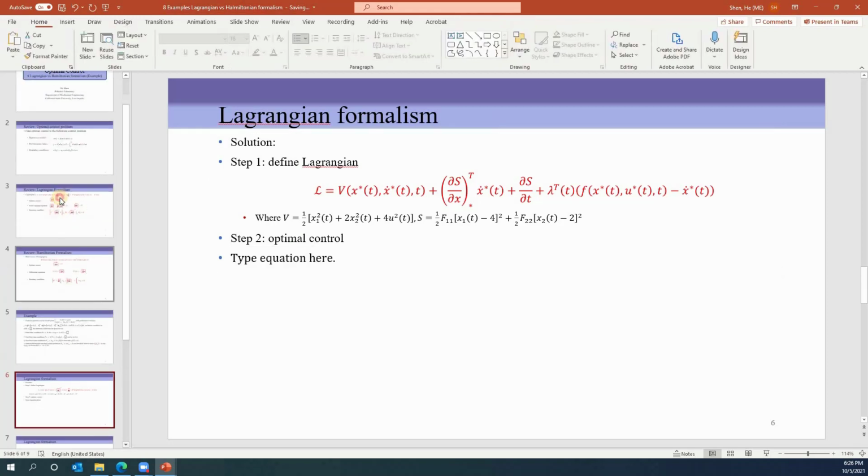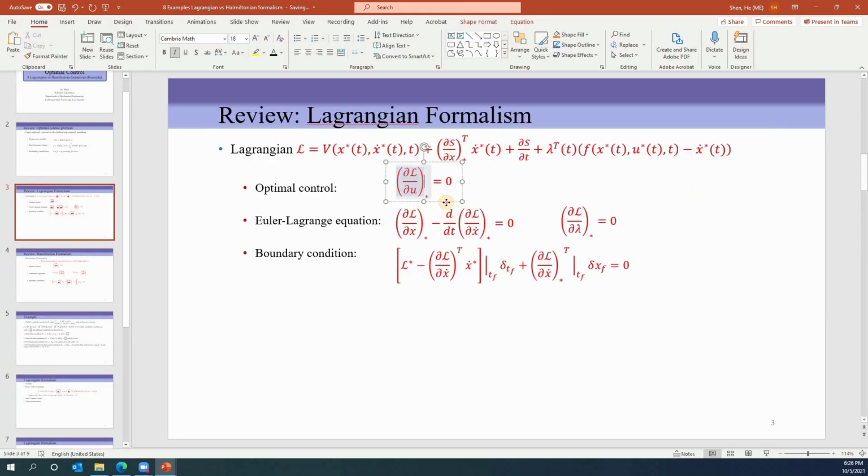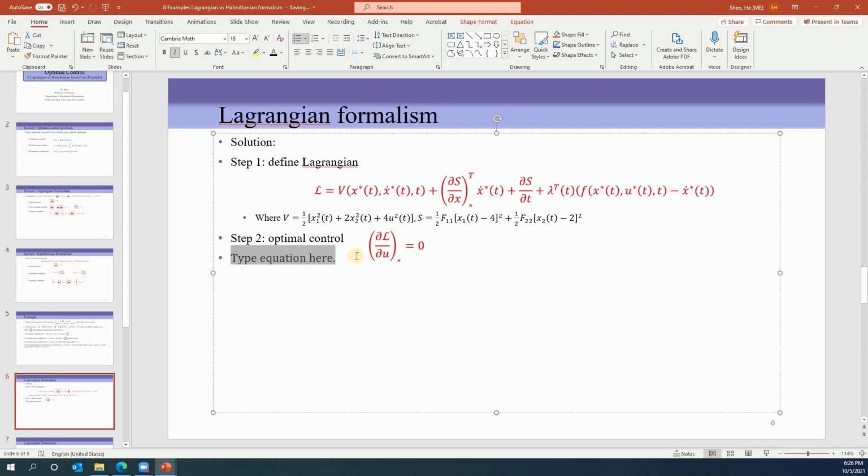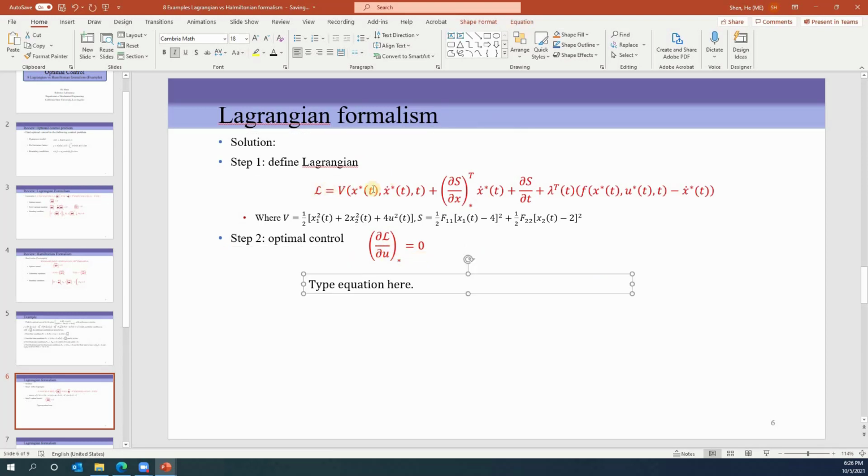Let me copy that so that I can save a little bit of time. So this will give us optimal control. Let's see what that is. This is the L function, partial L, partial u, and the first term is a function of u. So that is a 2u squared. You take a partial derivative of that with respect to u, you get a 4u.